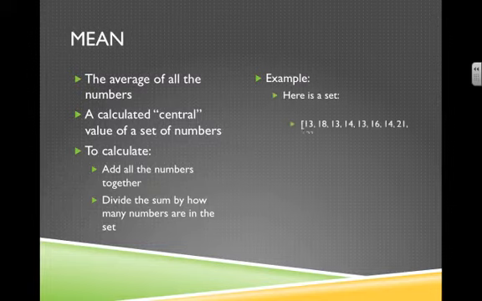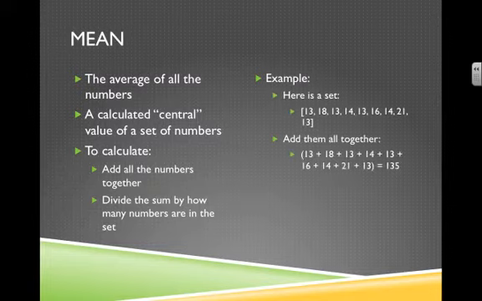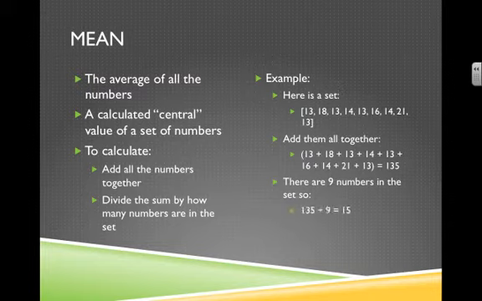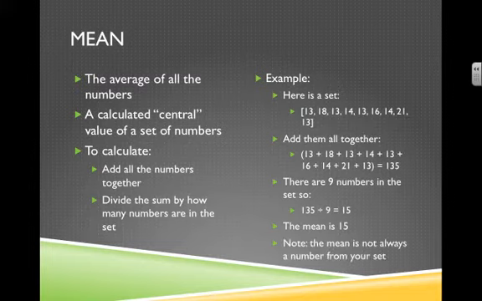So for example, here is a set of numbers. We add all of them together, and that gives us an answer of 135. There are 9 numbers in this set, so we will take the number 135 and divide it by 9, which gives us the number 15. That means that the mean is 15, or the average is 15. It is important to keep in mind that the mean is not always a number from your set.